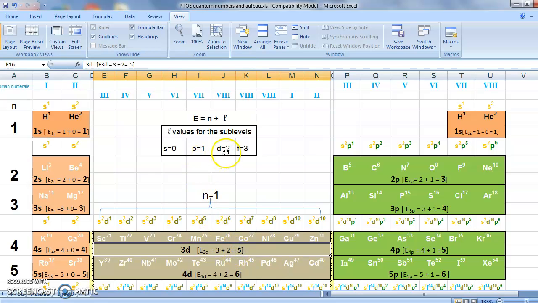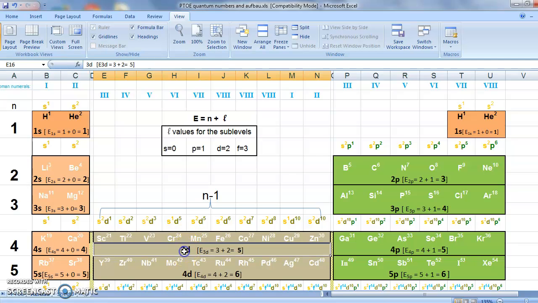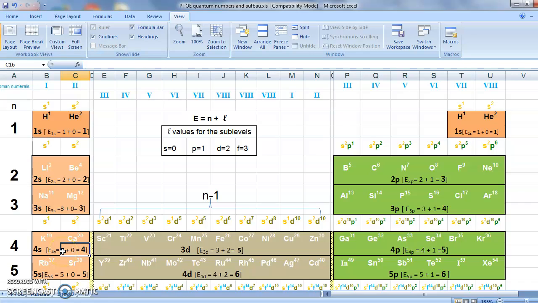Where do I get that? When you're in the D sublevel or D block, the energy is 2. So my second number, the L, is 2. What is my N when I'm there? My n is the first number, 3. So 3 plus 2 is 5. The 4s only has an energy of 4. 4 goes there for the 4s.